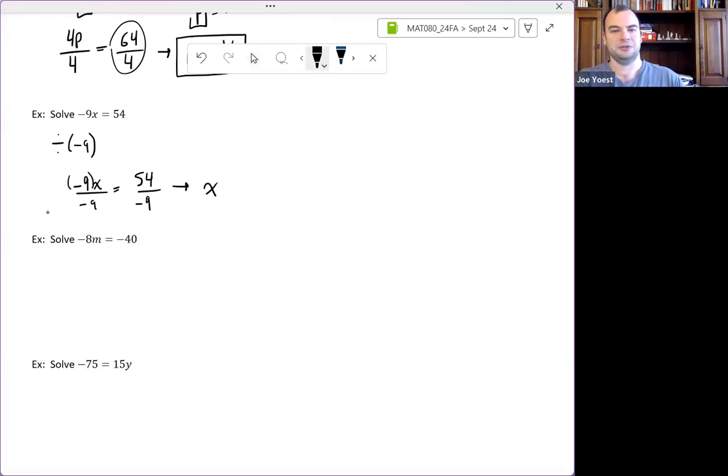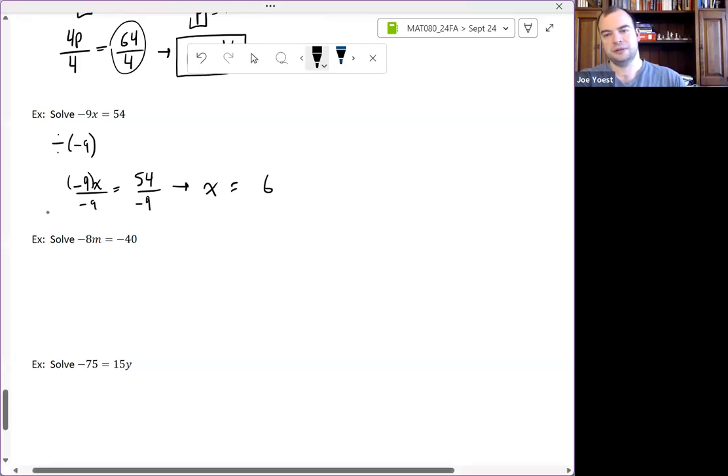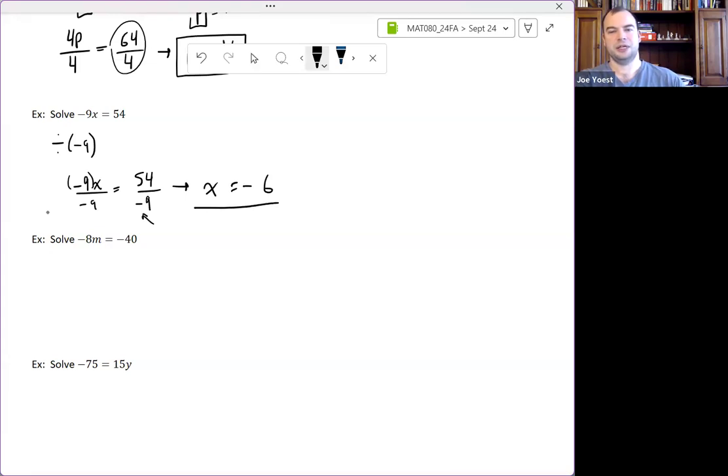And 9 times what is 54? Well, 9 times 6 is 54. And I have the quotient of two integers with different signs. So the answer is negative. That's what my sign rule for quotient says. Quotient of two integers, different signs, answer is negative.